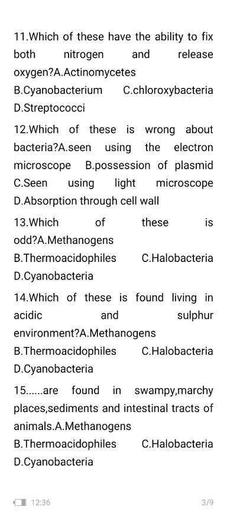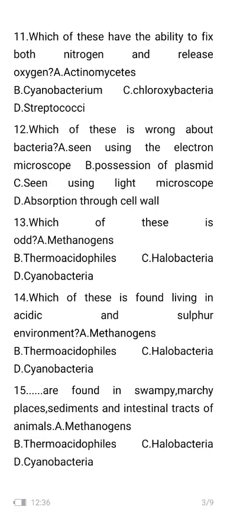Number 14, let's take it. Which of these is found living in acidic and sulfur environments? I think I've already explained that. The answer is Thermoacidophils. Number 15, dash are found in swampy, marshy places, sediment and intestinal tract of animals. I did explain it just now. The answer is the methanogens or the methane bacteria. Very, very easy. Just read. All these things will be pieces of cake, okay?